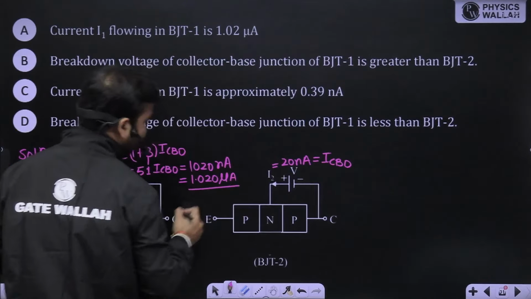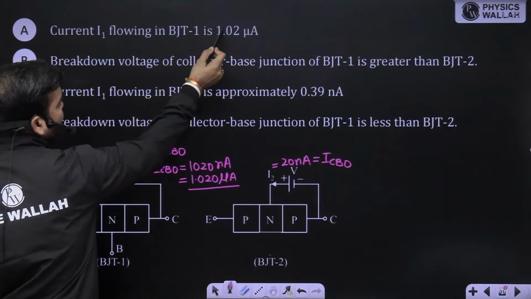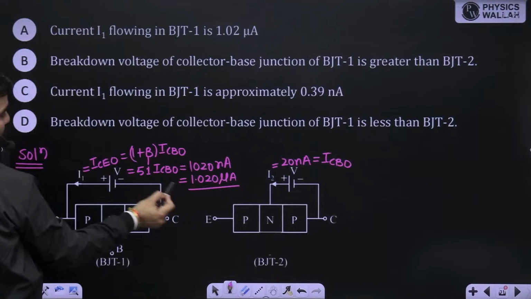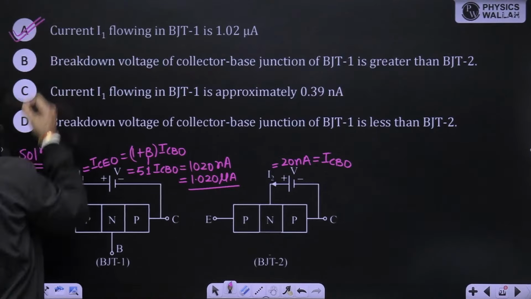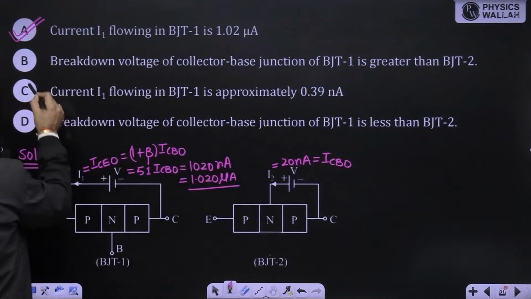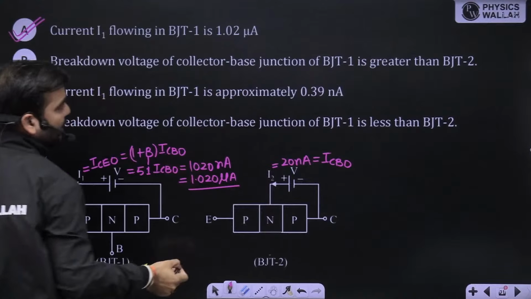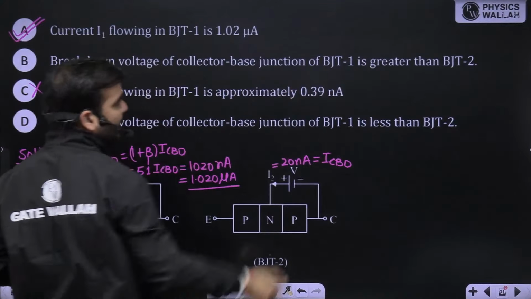Now let's check the first statement. Current I1 flowing in BJT 1 is 1.02 microampere. Yes, it is correct. Current I1 flowing in BJT 1 is approximately 0.39 nanoampere. No, wrong. Next, breakdown voltage of the collector base junction of BJT 1 is greater than BJT 2.